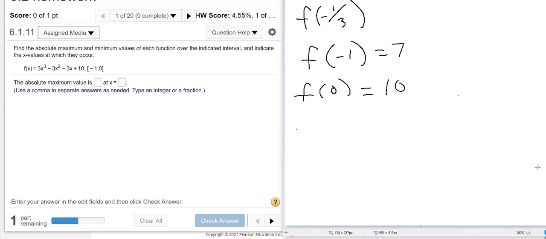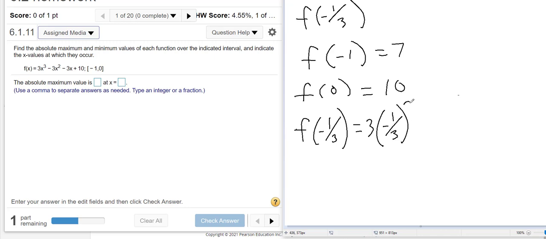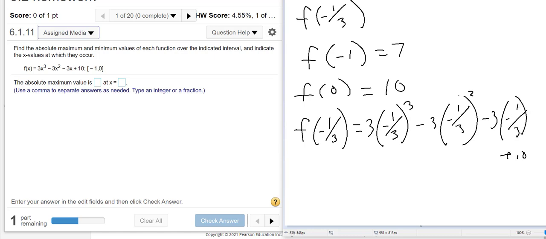So the next thing I'm going to do is f of negative 1/3. I'm going to use my off-screen calculator on this because it has a fraction key. It equals 3 times negative 1/3 cubed minus 3 times negative 1/3 squared minus 3 times negative 1/3 plus 10. Now you might want to just put it in the calculator just like that. I'm going to clean it up a little bit.